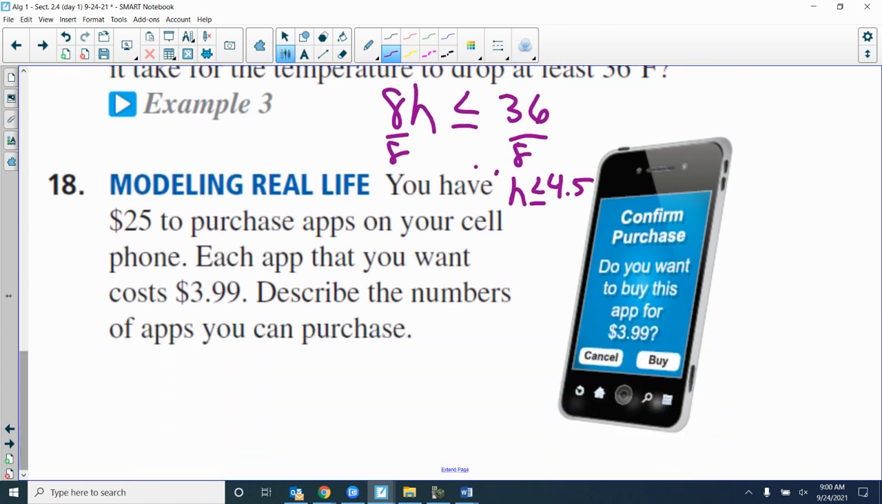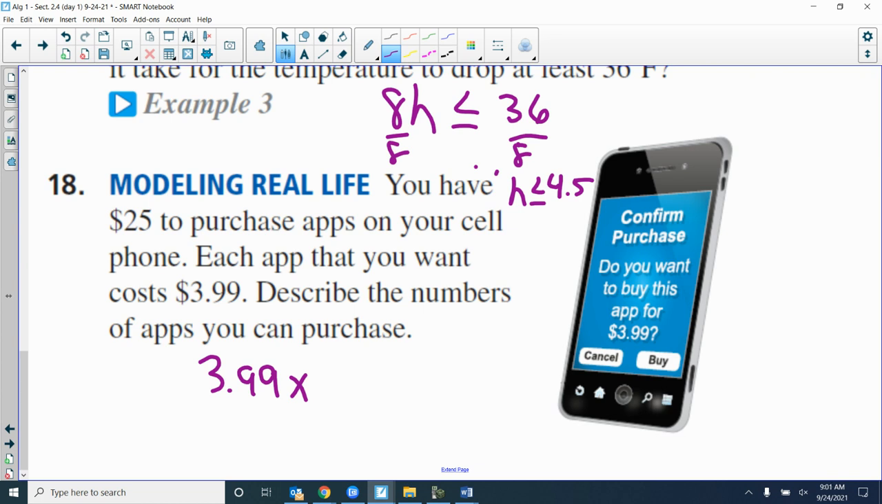You have $25 to purchase apps on your cell phone. Each app you want to buy is $3.99. Describe numbers of apps you can purchase. Okay, what do we got, guys? How much money do we have? Okay, each app costs this, right? And it doesn't matter what you put there. A, X, F, G. What are we going to do, guys? Are we also just round up $3.99 to $4? No, I wouldn't do that.